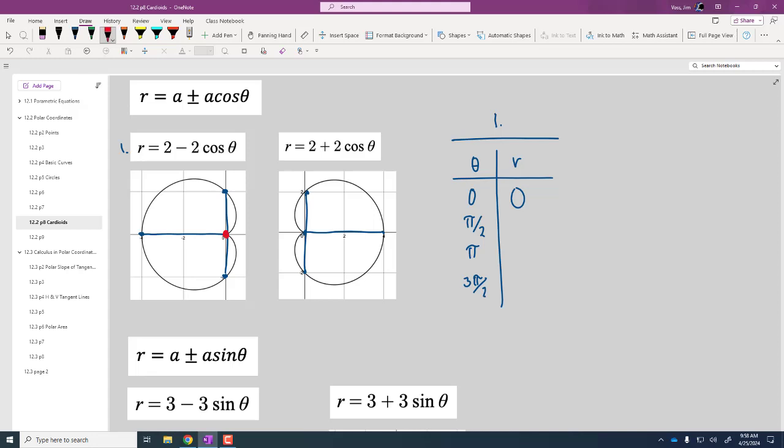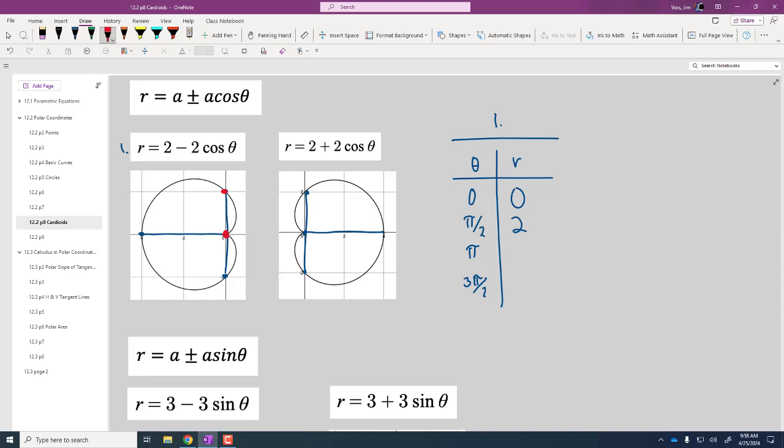We rotate 90 degrees, pi over 2. Cosine of pi over 2 is 0. 2 minus 0 is 2. So that says when your angle is pi over 2, you go 2 units away from the origin. So that's right there, 2 units away from the origin.